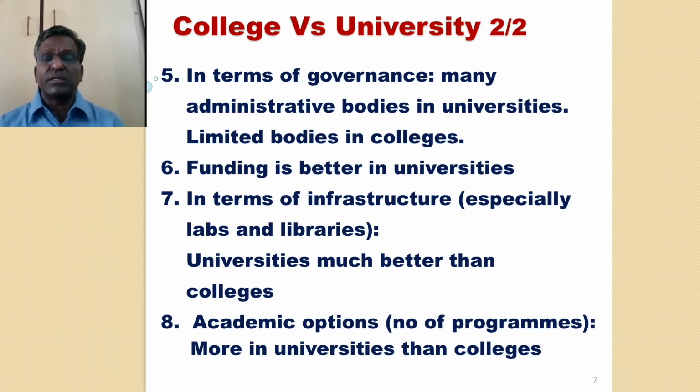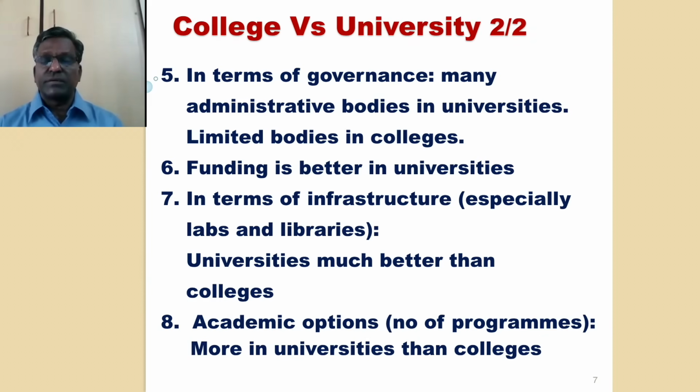So in terms of governance, universities have many administrative and statutory bodies, whereas in a college, most of these bodies are absent. At the most, a college will have a secretary, a principal, a vice principal, and deans, whereas in a university, you have many statutory bodies, many administrative bodies. Now, the next difference is in terms of funding. As far as a university is concerned, the funding is huge, whereas for a college, the funding is very limited.